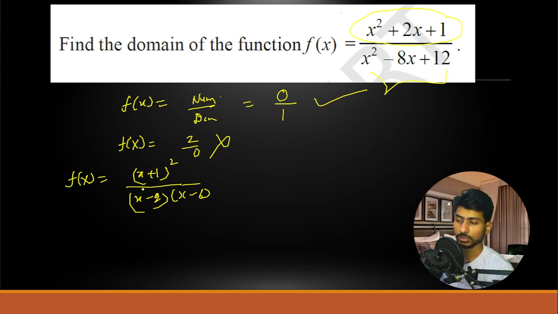So for the function to be definable, these two terms should not be equal to 0. It means that the domain will be all real numbers minus {2, 6}. You can take every value, but you cannot take 2 and 6. Understood? What will be the range?